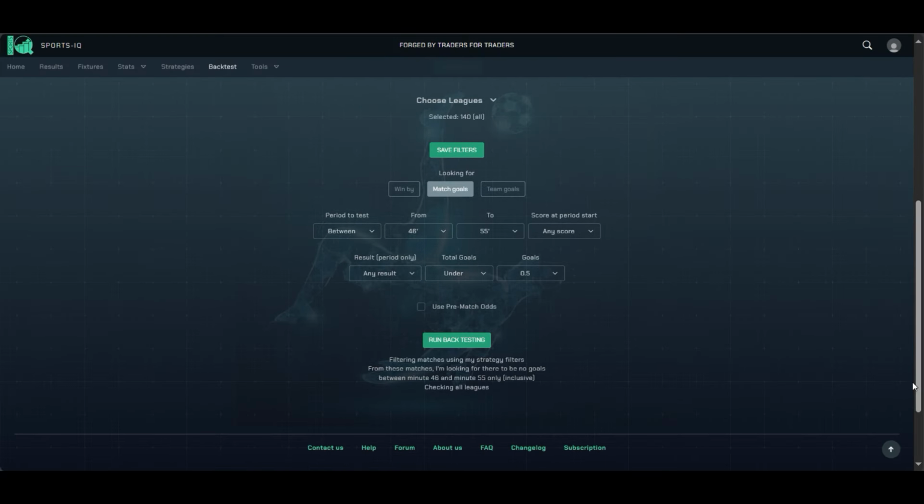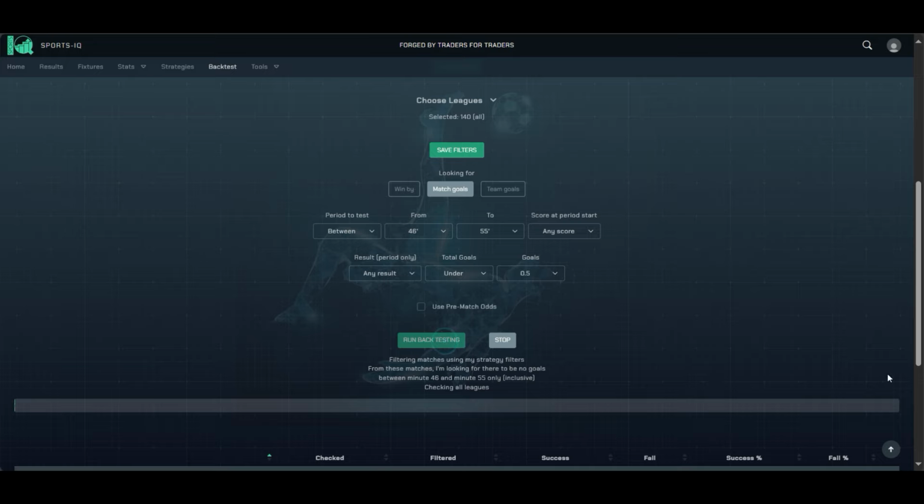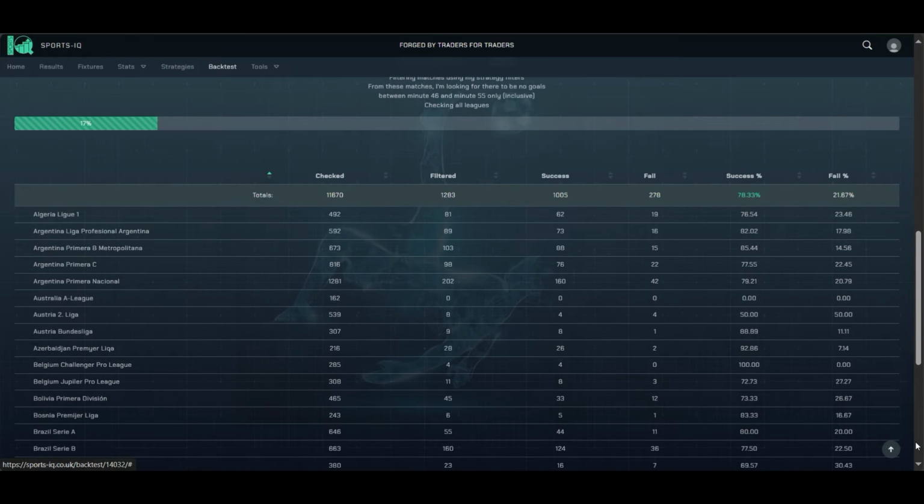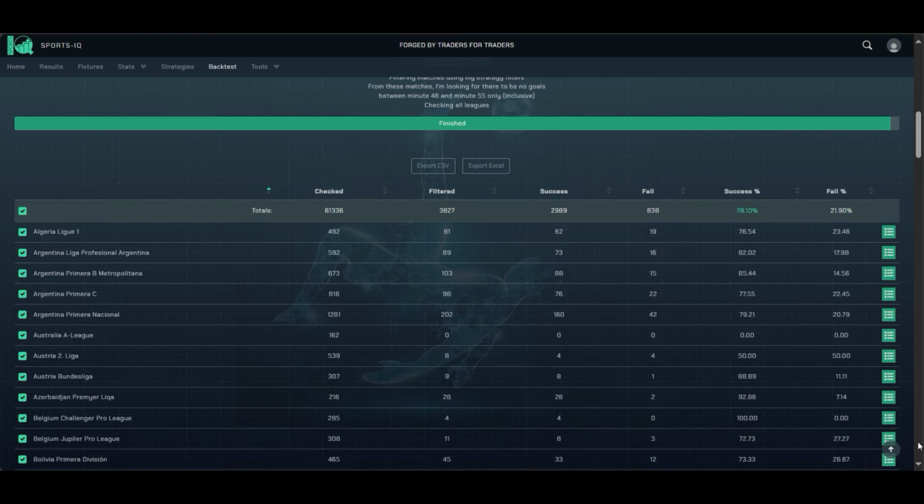The backtest for the upside down taxi strategy was conducted across a substantial sample size of 61,336 matches, with 3,827 of those filtered down based on our specific criteria using Sports IQ. These filters focused on games with at least 8 matches played by the teams and examined the period between the 46th and the 55th minutes of the second half, where the likelihood of multiple goals was minimised, looking for games where under 0.5 goals were scored within that period. This meticulous filtering allowed us to isolate favourable conditions where laying the overs market would offer a strategic advantage.